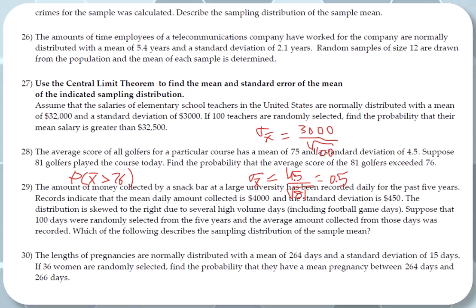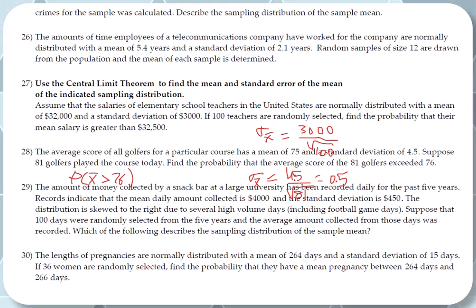It's the same question. So the mean of x bar will be the same as the original mean, which is 5.4. The standard deviation will be 2.1 divided by square root of 12. And let me tell you what that is. So the standard deviation will be 0.61.